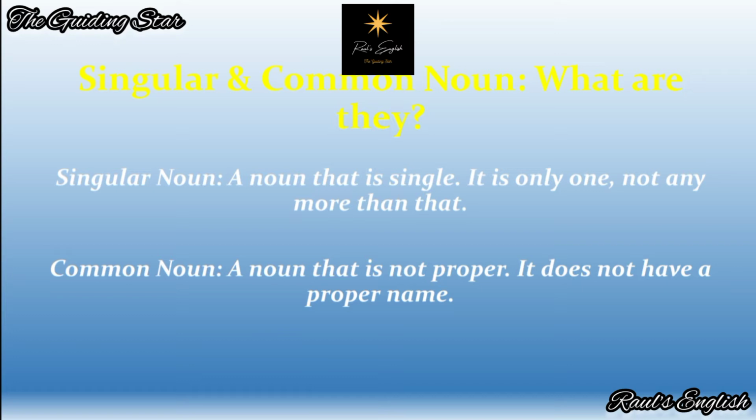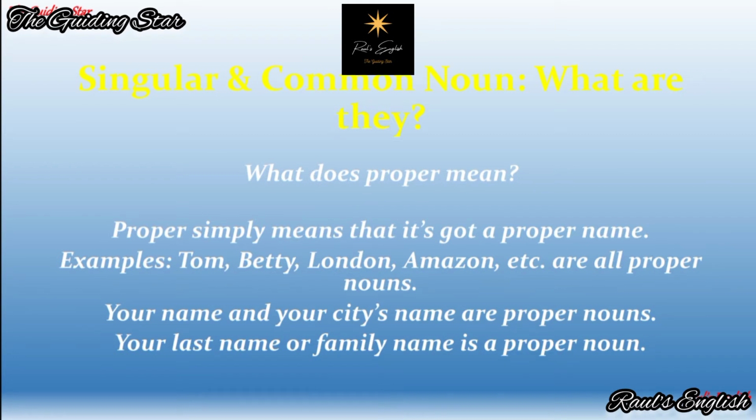What is a common noun? A noun that is not proper, that does not have a proper name. So what is proper? Tom, Betty, London, Amazon, Nile, all these names are proper. You have to call them properly, right? So they're all proper nouns. Your name, your nickname, your family name, your last name, they're all proper nouns. They do not need an article. However, any noun that is not a proper noun has to be a common noun. They do need articles, alright?